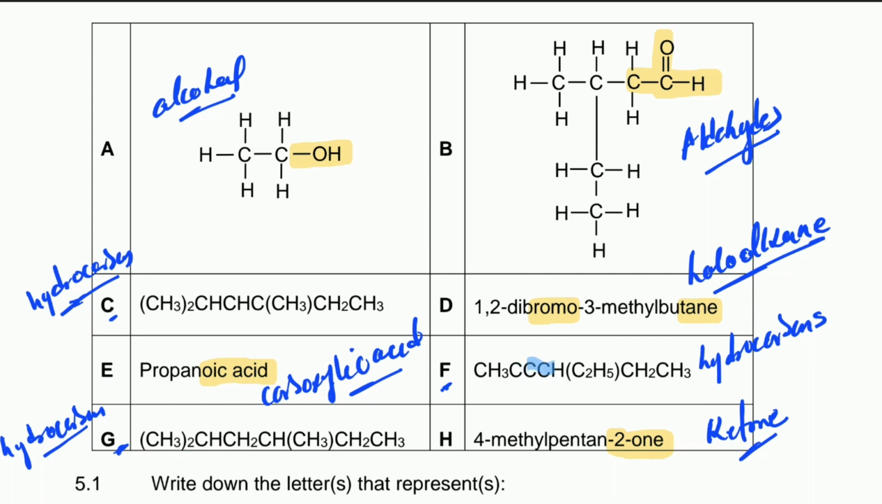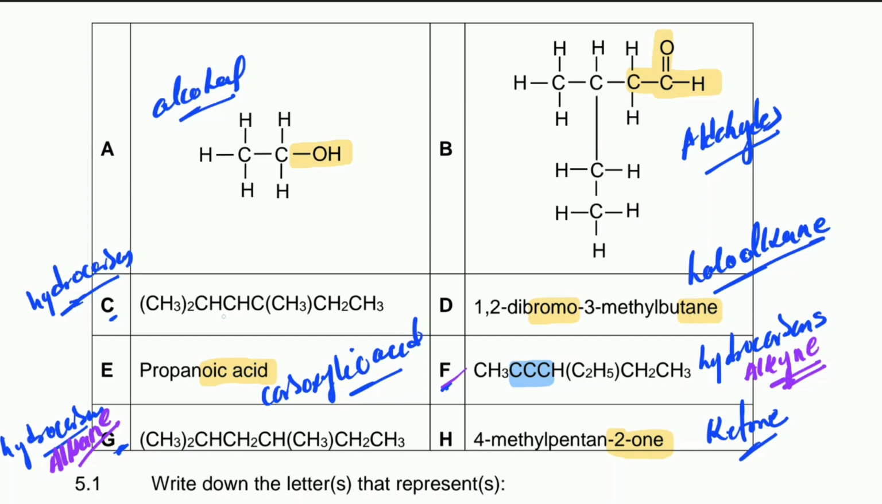Now, in compound F, you can see here the 3 carbons, and that will mean that there must be a triple bond there. So compound F must be an alkyne. Compound F is an alkyne. Now we have C and G. Compound G, as you can see here, everywhere you can see a single bond. It's quite easy to see, guys. You do not see a double bond or anything. So this one must be an alkane.